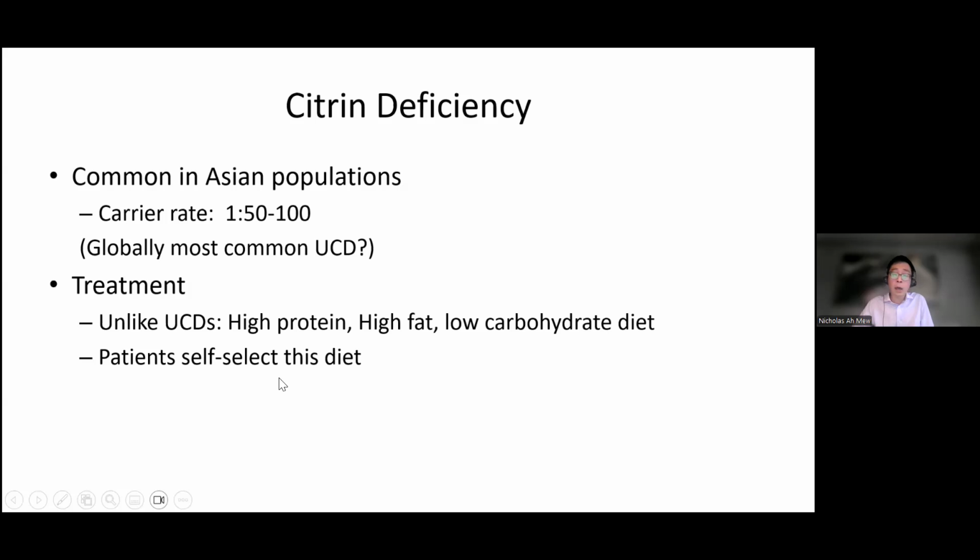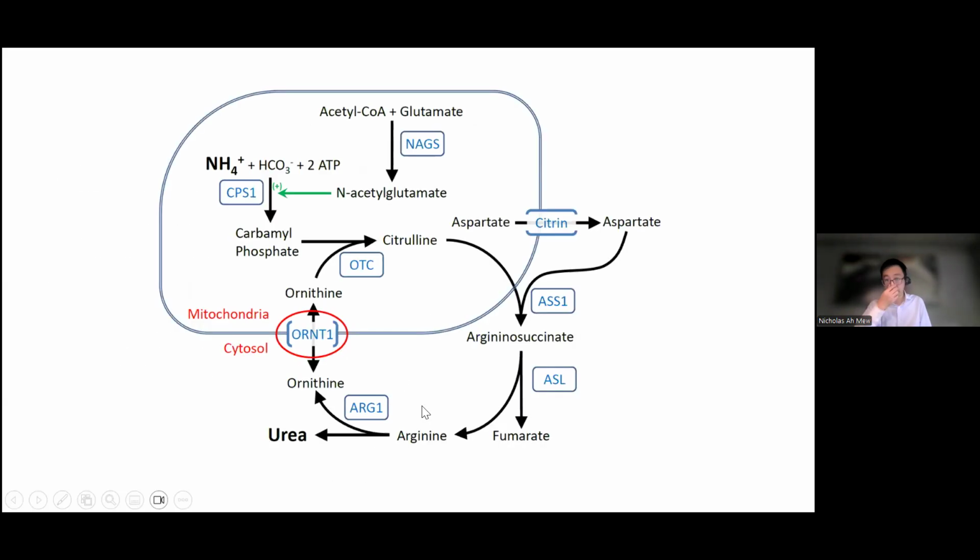Another unique feature is that, unlike the UCDs, patients with citrin deficiency should be treated with a high protein, high fat, and low carbohydrate diet. This appears to be the case because there's impaired NADH/NAD redox in this condition that tends to be exacerbated with a higher carbohydrate diet that's typical of UCDs, and patients actually self-select a high protein, high fat diet.